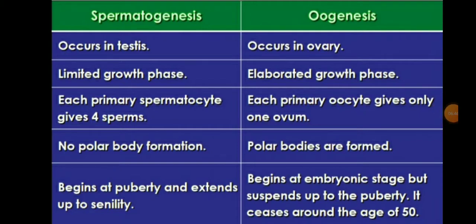So what happens in oogenesis? The oogenesis process occurs in the ovary and has an elaborated growth phase. Each primary oocyte gives only one ovum, and the polar bodies that are formed degenerate. Oogenesis begins at the embryonic stage but is suspended until puberty. It ceases around the age of 50.